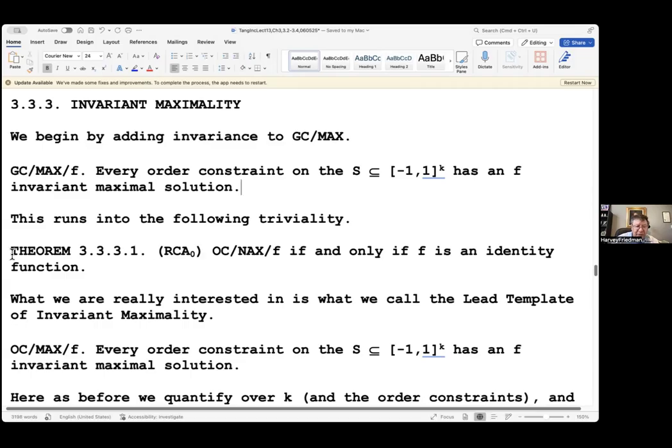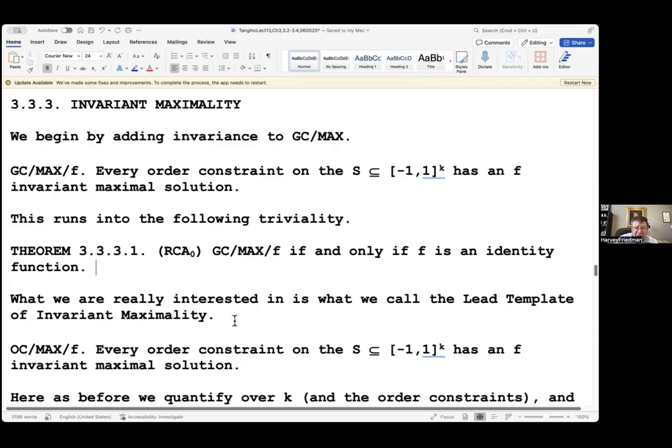All right, but then you have a triviality. OC of max F holds if and only if F is an identity function. I'm sorry, I'm talking about G. Since this is bold-faced, invariance is basically impossible, right? And this is a triviality.